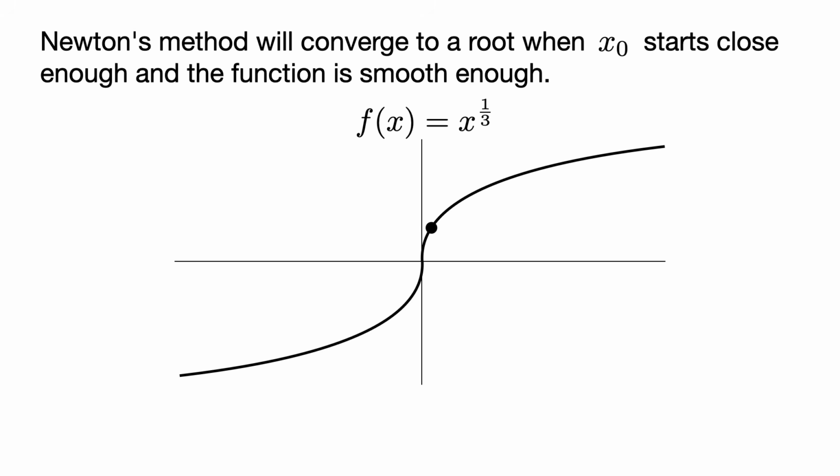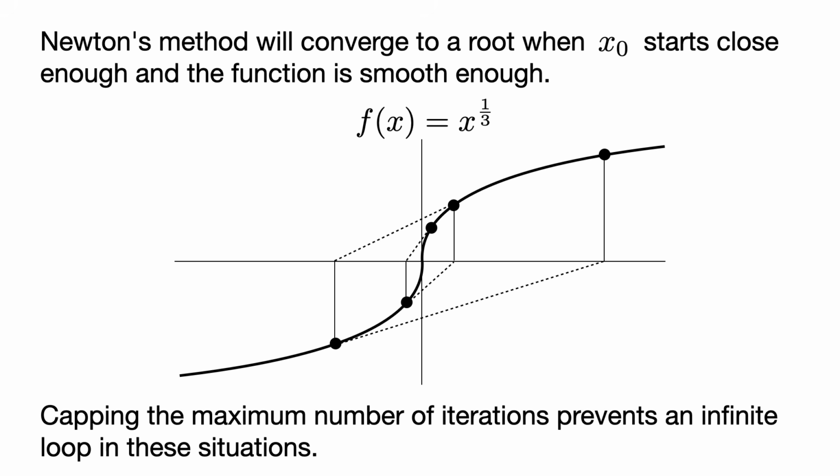Okay, so let's start here. We approximate our function as a line and we find a root and we evaluate our function again. We're slightly farther away. That's not good. We do it again and again. And each time we perform a Newton iterate, we get farther and farther away from the root. This is an example where capping the maximum number of iterations prevents an infinite loop. When you return in that situation, you can't say you're close to a root. You just say you've reached the maximum number of iterations.